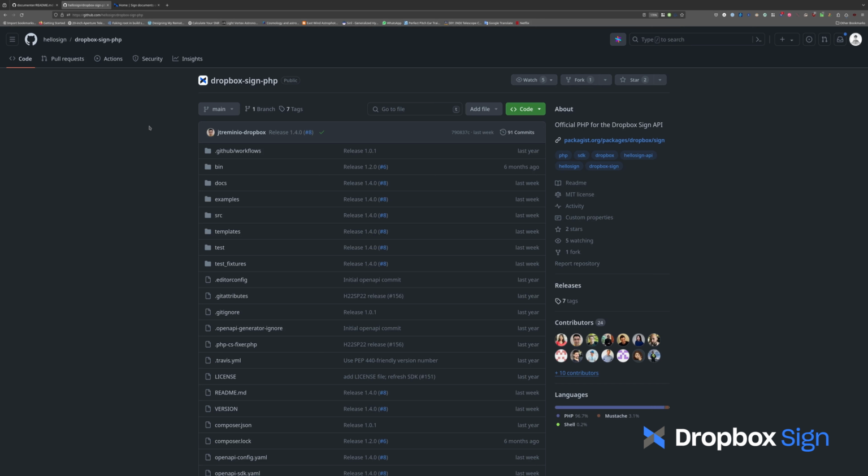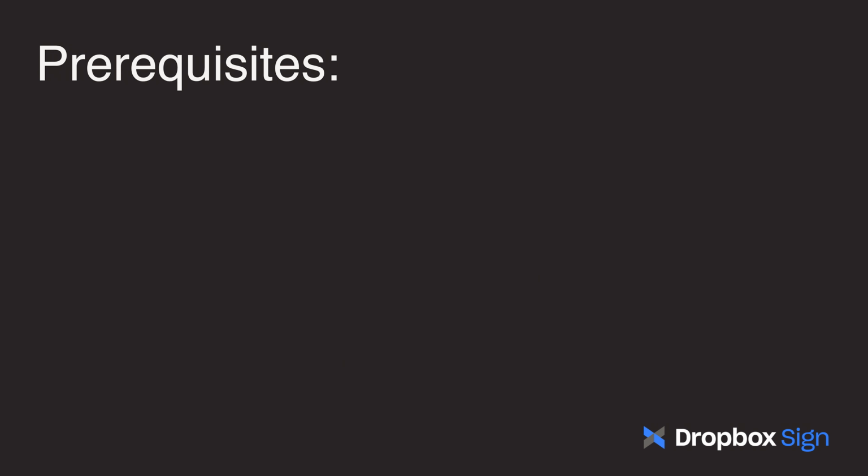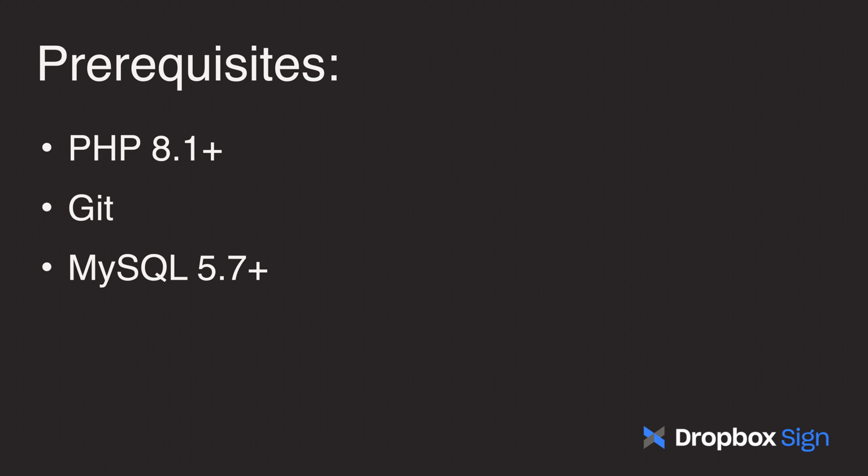In this tutorial, I'll show you, the developer wanting to implement embedded signing, how to easily construct a signature request using Dropbox Sign's PHP SDK and then embed a signing flow into your application. Before you begin, you'll need PHP 8.1 or newer, Git, MySQL 5.7 or newer, and Composer 2.3 or newer. You can find the links to download all of these tools in the video description below.